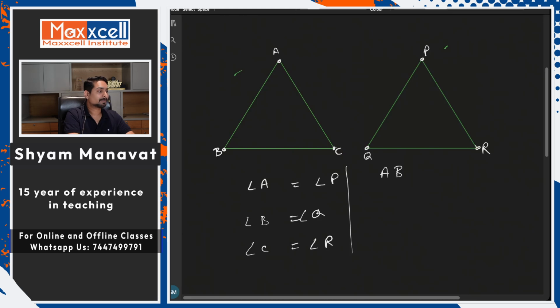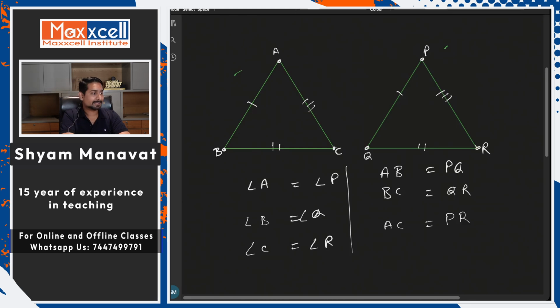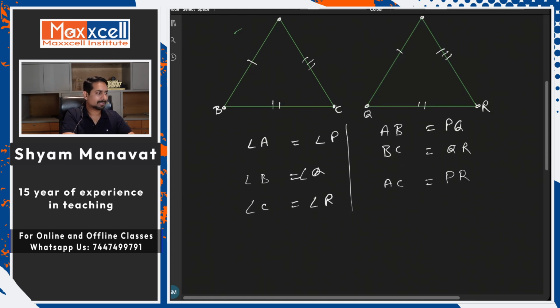You can also say it sidewise. What is the corresponding side of AB? PQ. If AB equals PQ, BC equals QR, and AC equals PR, then you can say the triangles are congruent. The vice versa is also correct: if all angles and all sides are equal, then the triangles are congruent. And if triangles are congruent, then all angles and all sides are equal, and the area is obviously equal.